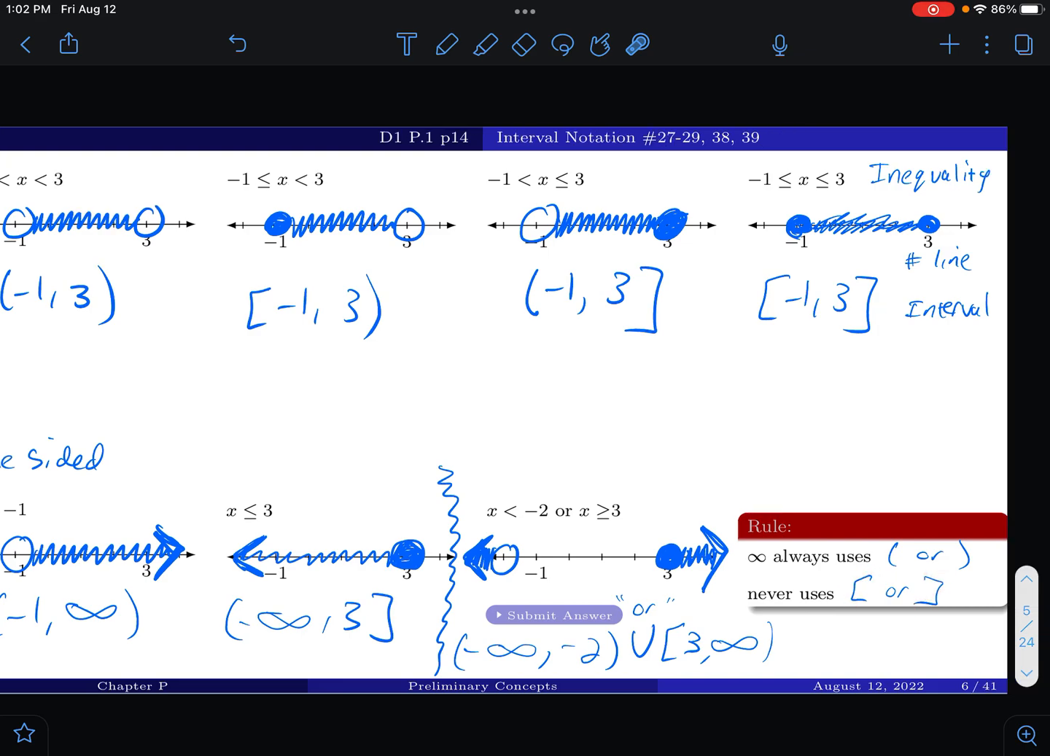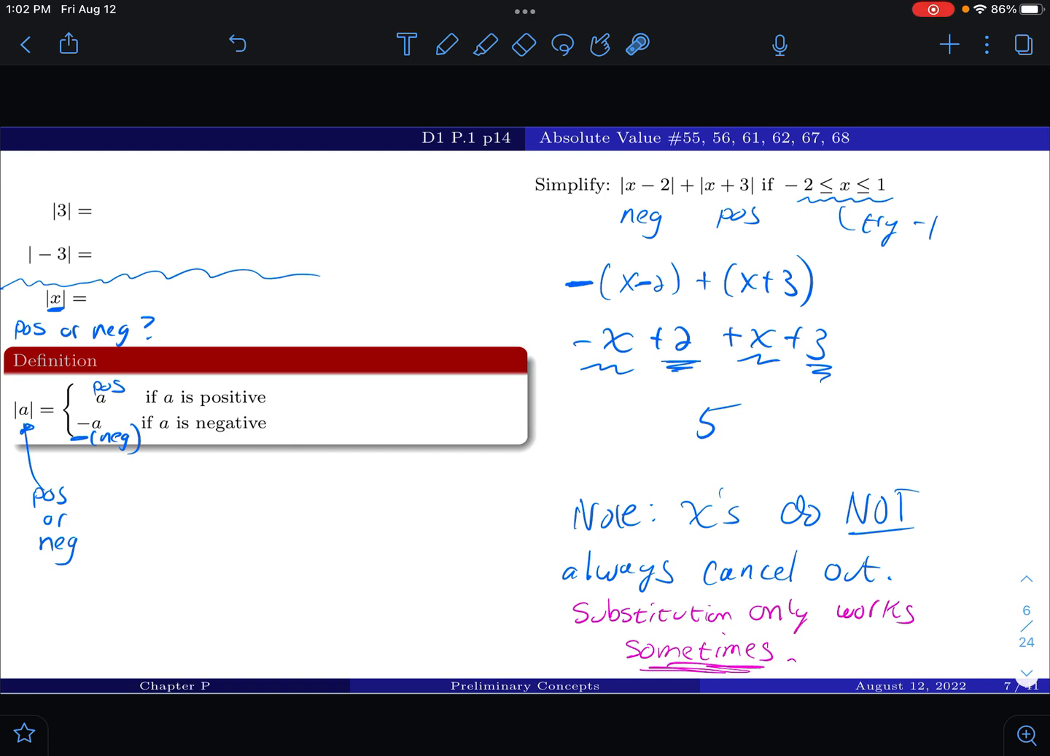Okay, two more quick screens, both involve absolute values. When you were in middle school, absolute values hopefully were pretty easy. What's the absolute value of 3? That's 3. What's the absolute value of -3? That's 3 as well. So absolute value just means to turn the value positive.